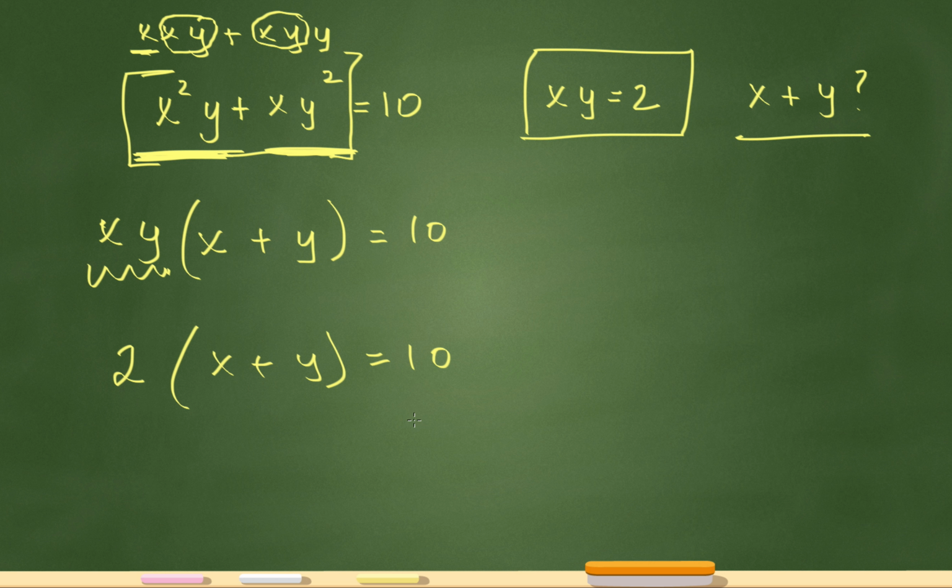Finally, the question was saying, what's x plus y? So x plus y will just be, let's get rid of the 2 over here by dividing by 2. And I'm left with x plus y equals 5.